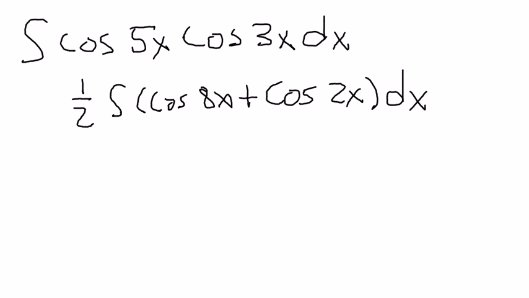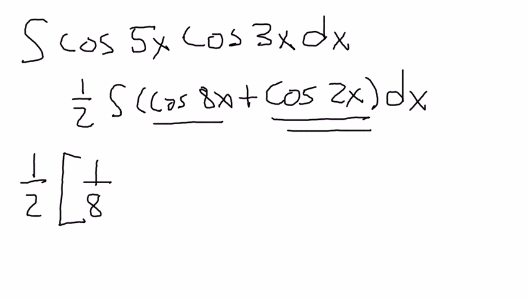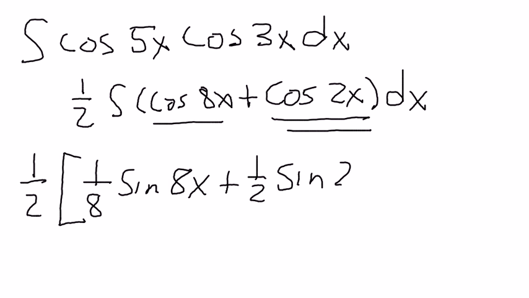dx. Now that I have it in that format, here in the first one, u can be 8x, and in the second one, u can be 2x. Du is 8 dx. Du on the cosine of 2x is 2 dx. So you can integrate them individually. You end up with a 1/2 out front, times 1/8 sine of 8x plus 1/2 sine of 2x plus C. Obviously, you could distribute that 1/2 and simplify it down a little bit.